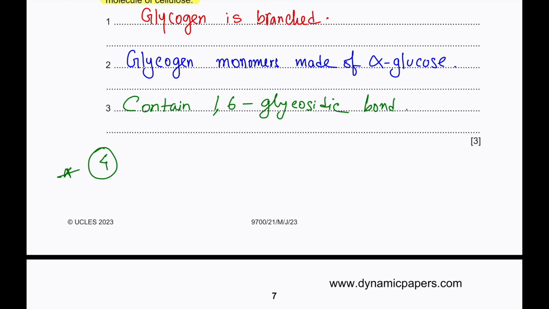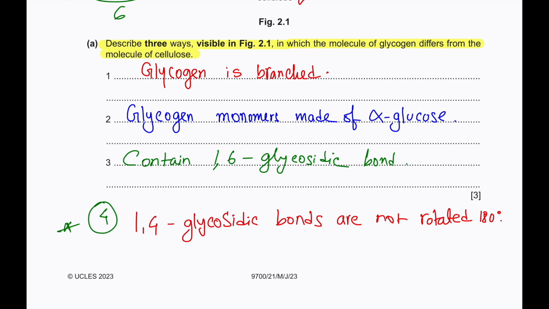And on the fourth point, an additional extra point we can write, glycogen's 1,4-glycosidic bonds are not rotated 180 degrees, or they are not inverted, whereas in cellulose molecules, the 1,4-glycosidic bonds alternate or are inverted. Now guys, because our question says that we have to write how glycogen differs, we do not have to write the portion for the cellulose because it says describe and doesn't say compare.